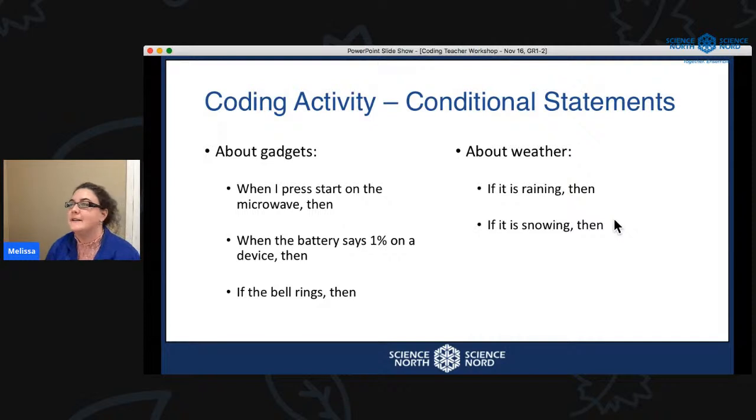So the bell could mean different things at different times. So if you've got gadgets or weather, if it's raining, you might have a lot of different consequences then. If it's raining, then I wear my rain boots. If it's raining, then we have recess inside, or other things that might happen.